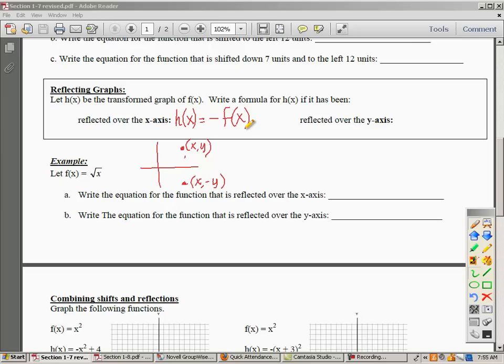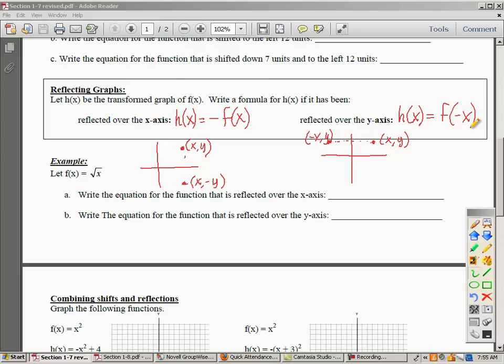If I want to reflect over the y-axis, let me draw a similar picture for you. Here's the point (x, y). If I reflect it over the y-axis, I get to this point here, which is (negative x, y). And so you'll notice the x value is the opposite. So my new function h is going to be the function of f with a negative value inside, or the opposite value of x.